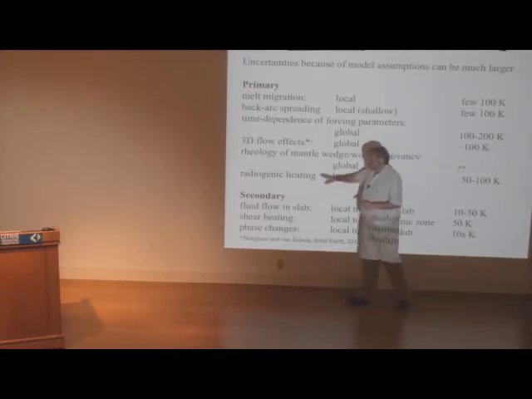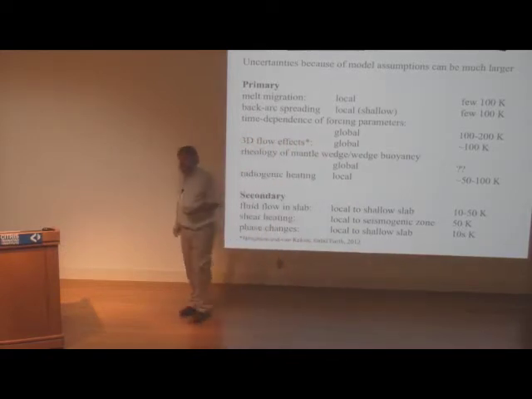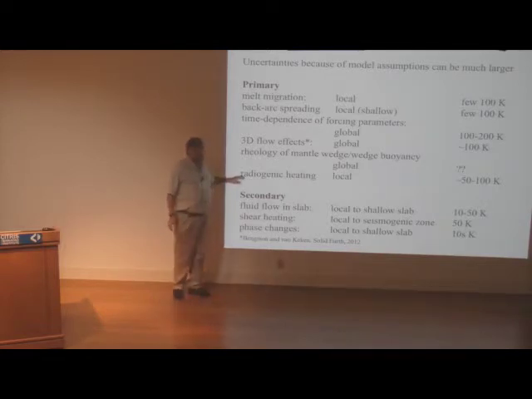Finally, radiogenic heating. If you do not include it, you're missing out on an important source in the crust that could be 100 Kelvin or thereabouts. Also different assumptions. If you have a thick crust like in the Altiplano or a thin crust in the EG&C, if you use the same model, you make errors.